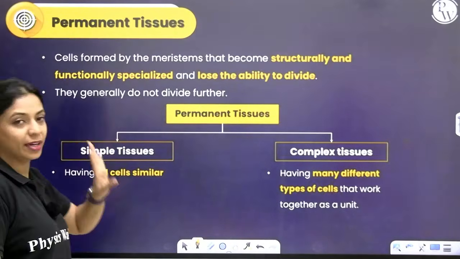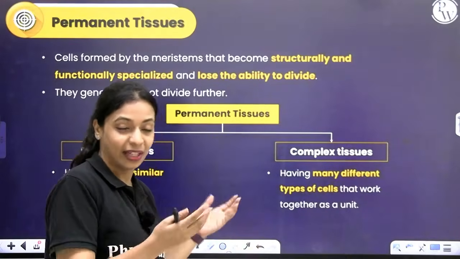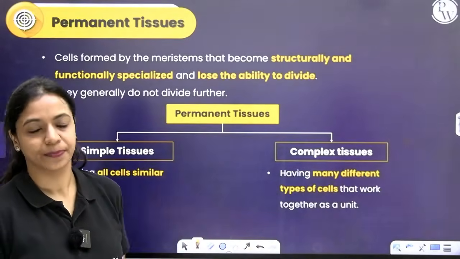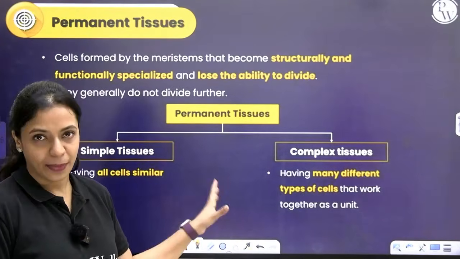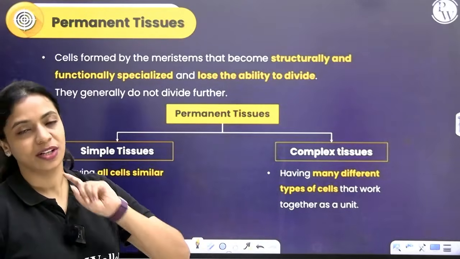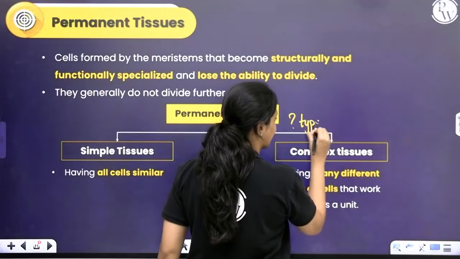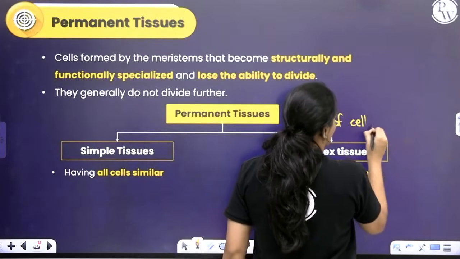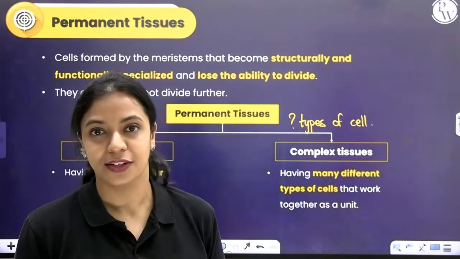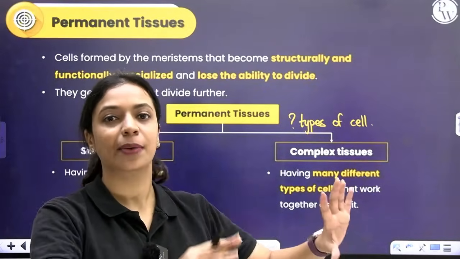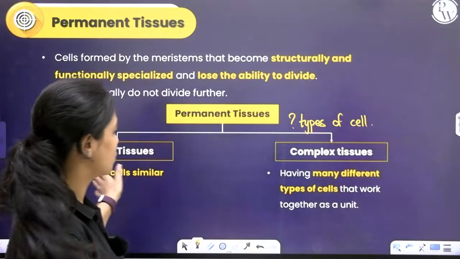Okay, now permanent tissues can be classified further. For the classification of permanent tissues, we classify them into two different categories broadly. The criterion that we use for classification here is whether the permanent tissue is made up of just one type of cell or it's made up of more than one type of cell. So how many types of cells are present in a tissue? I told you that a tissue is a group of cells, so more than one cell obviously will be present. Are all of the cells in a tissue of the same type, or are there different types of cells forming a tissue? That is what differentiates these two types of permanent tissues.